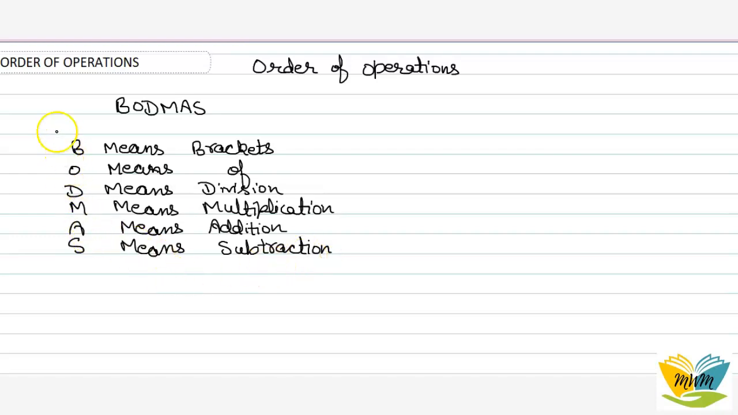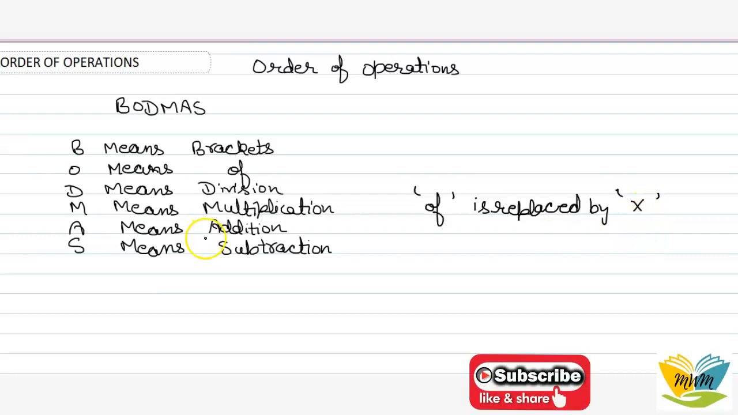We solve the sum according to this sequence. First, we remove all the brackets, then we solve the of symbol, then division, multiplication, addition and subtraction. During simplification, the operator of is replaced by the multiplication symbol. Means we replace the of by the multiplication symbol.